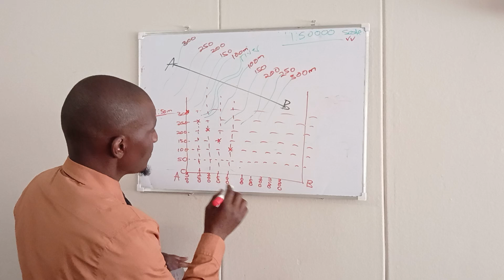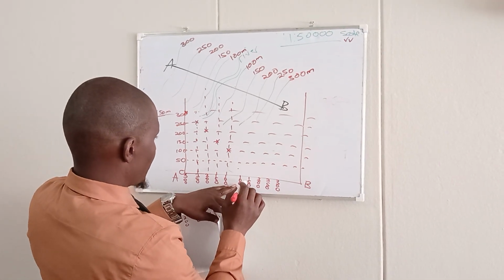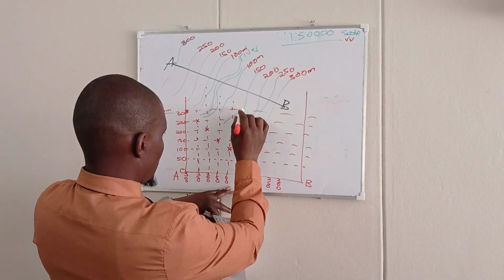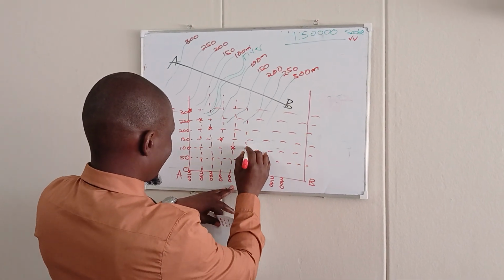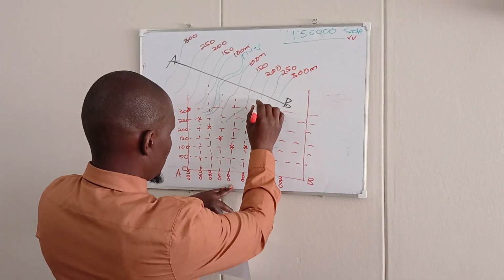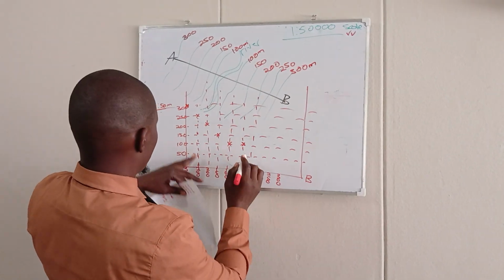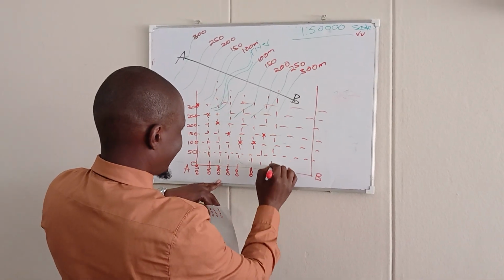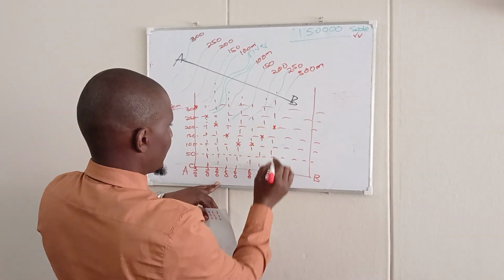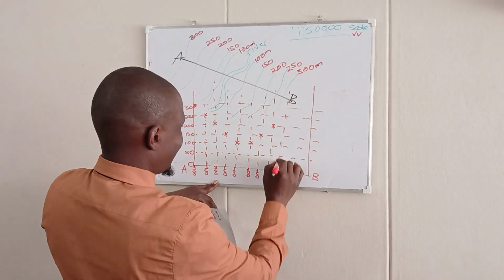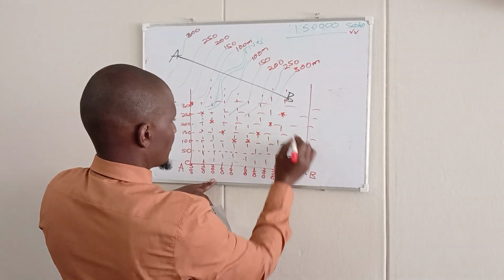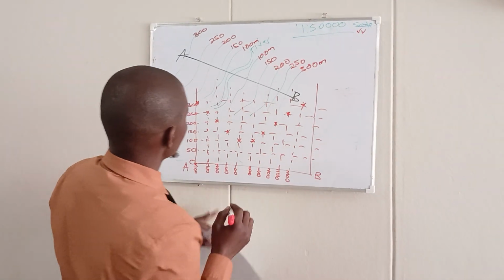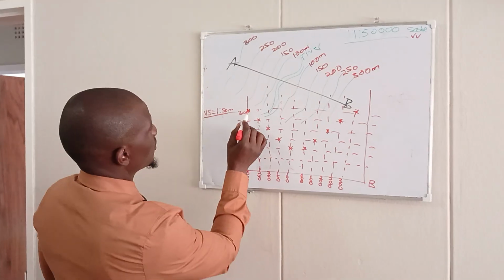Then where's my 100 again? My 100, which means I'm going to get it here. My 100 here. My 150 going upwards, I'll have my 150 here. My 200, where's my 200? Here. My 250, I'm going to have it here. Then I'll have my 300 here. So this is how my cross section is going to look like.